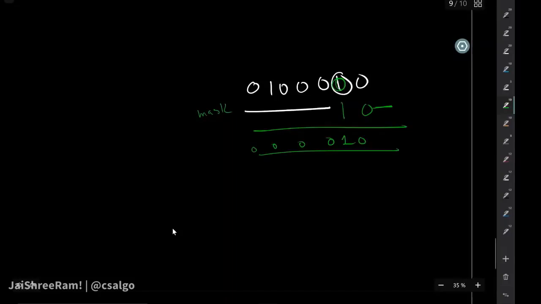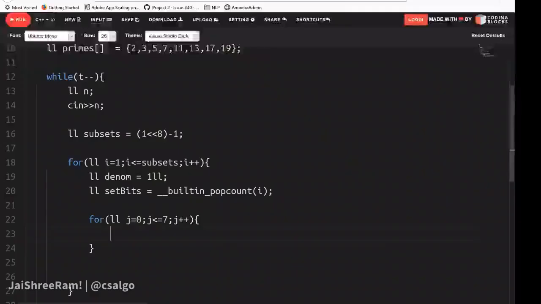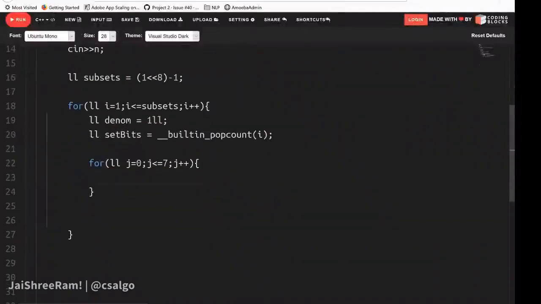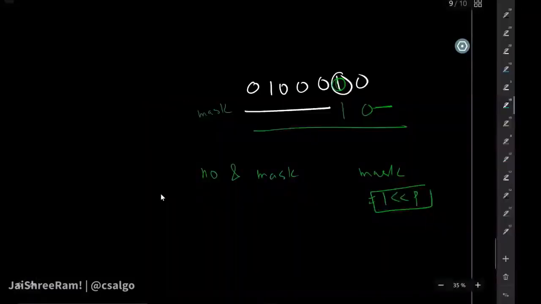If this bit is 0, then you are going to get a 0 value, right? So if you get a non-zero result by doing number AND mask, where mask is 1 left shift P, where P is the position you are talking about. In my case, J denotes the position. So if I is my number, I do 1 left shift J. Sorry, it would be a bitwise AND, which means the corresponding bit is set.